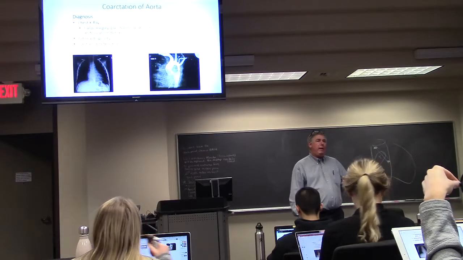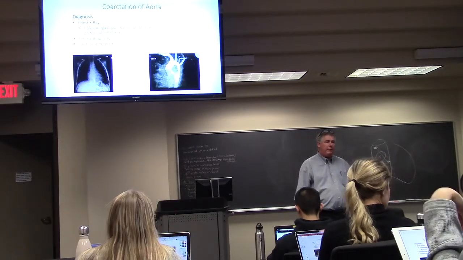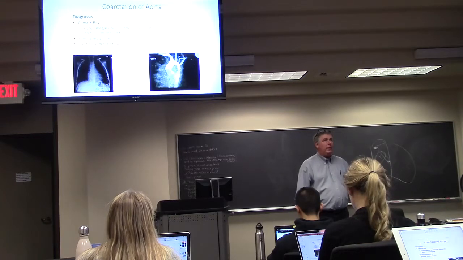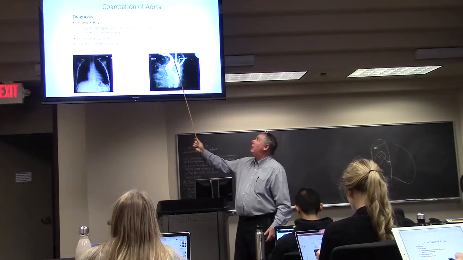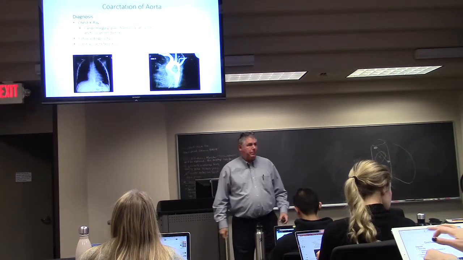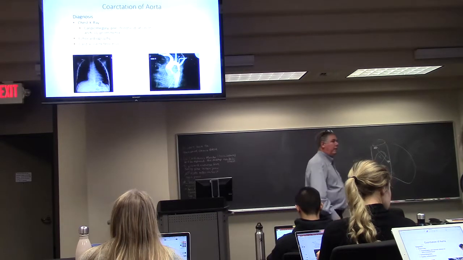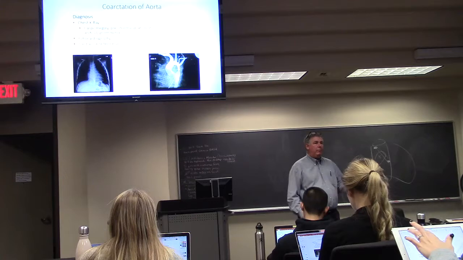Now, the reason you take the pulse in the right hand versus the left hand, or the blood pressure in the right versus the left, is if that coarc occurs right there. If the coarc occurs right there, then you'll wind up with an elevated blood pressure on the right versus the left.